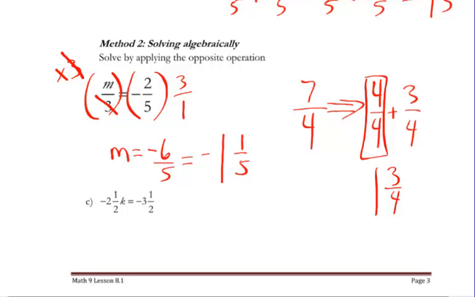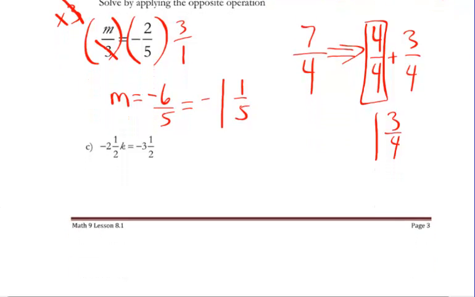Okay, so when we are dealing with mixed numbers in our equation, first step we're going to do is we're going to change those into improper fractions. So this is negative, and remember 2 times 2 is 4 plus 1 is 5 halves, k, equals, and this is 2 times 3 is 6 plus 1, so we have negative.